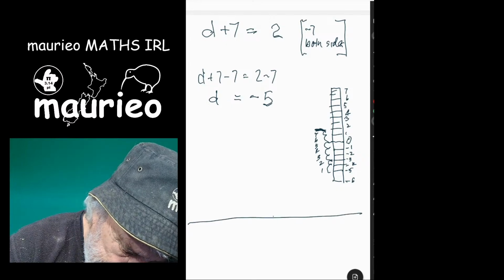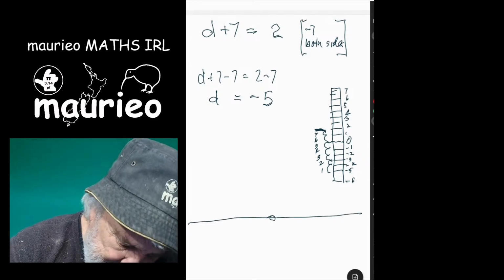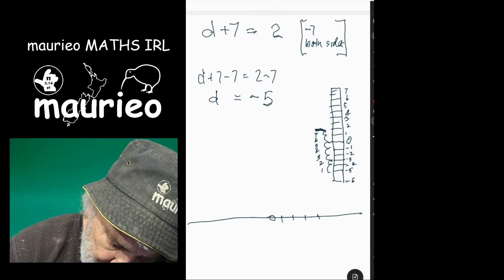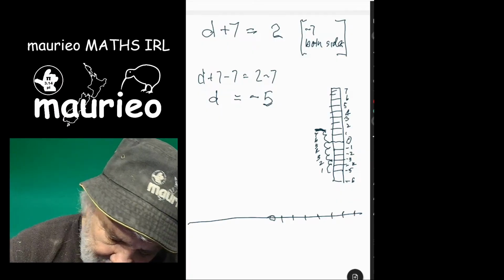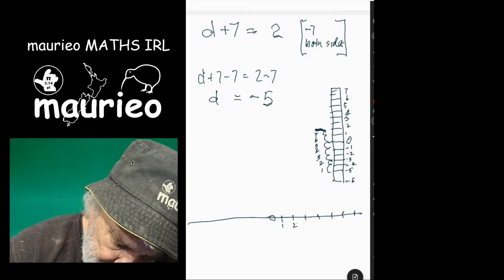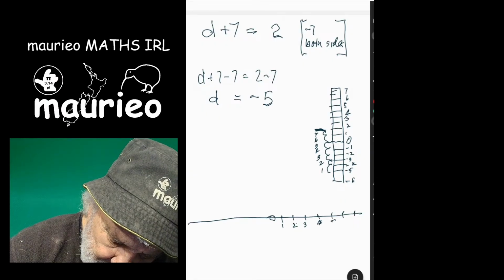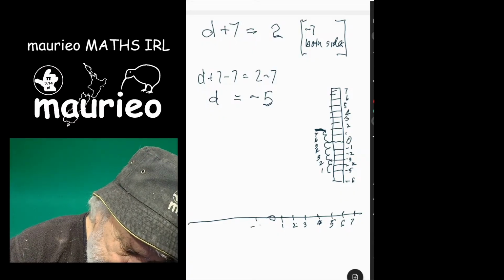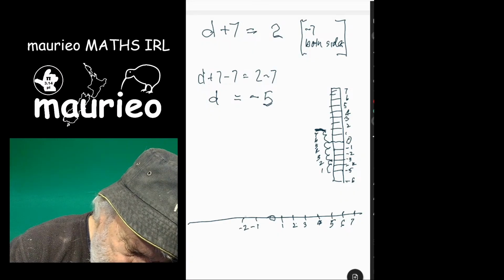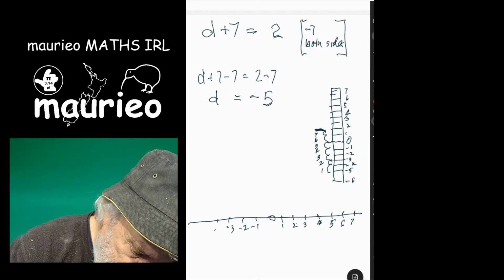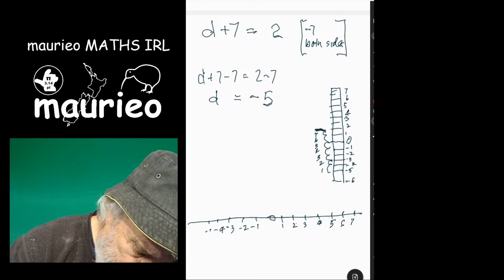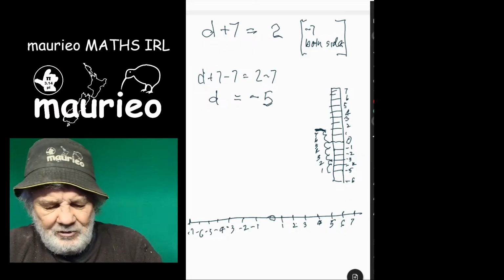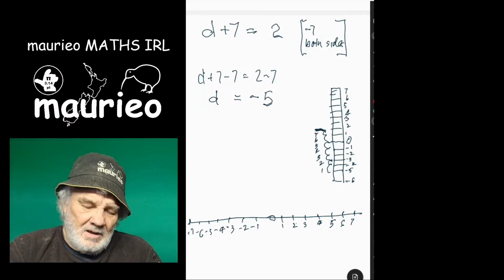So we have what we call the number line. That's 0 there. 1, 2, 3, 4, 5, 6, 7. And then here we've got -1, -2, -3, -4, -5, -6, -7. So this is called the number line.